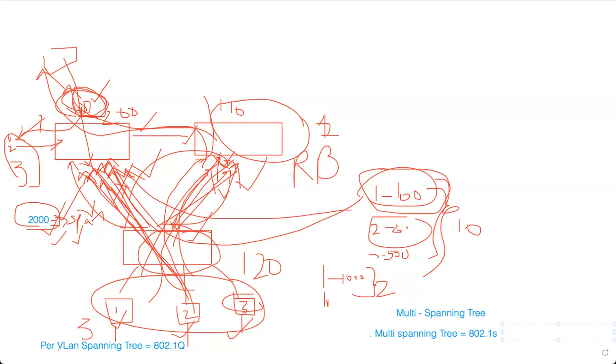So that's about that. So let's do a quick summary. We will start a round robin. Mohit, can you tell me what are the disadvantages of the spanning tree? Can you repeat the question? What are the disadvantages of the spanning tree?